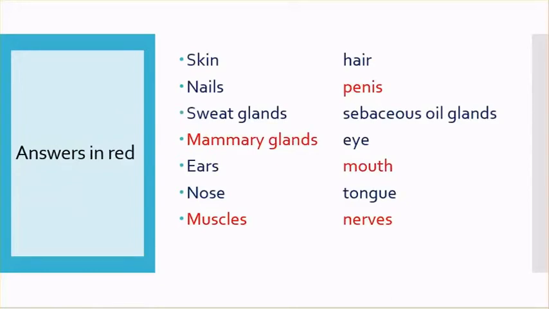The answers are in red. The penis, mammary glands, mouth, muscles, and nerves do not belong to the sensory system.